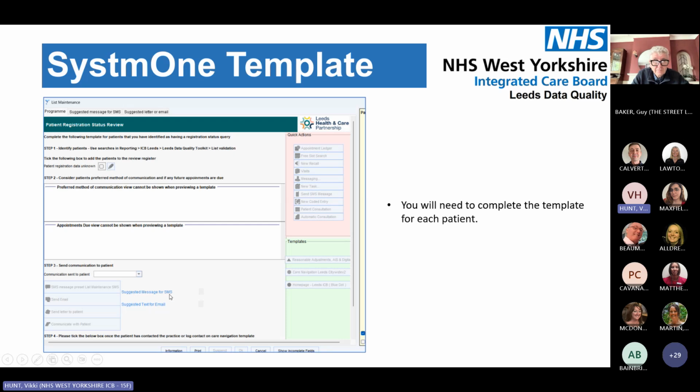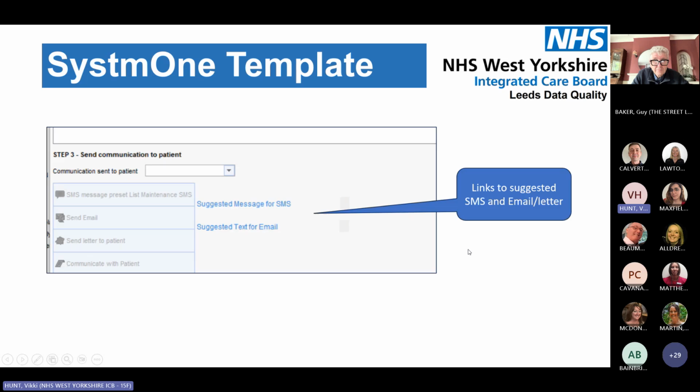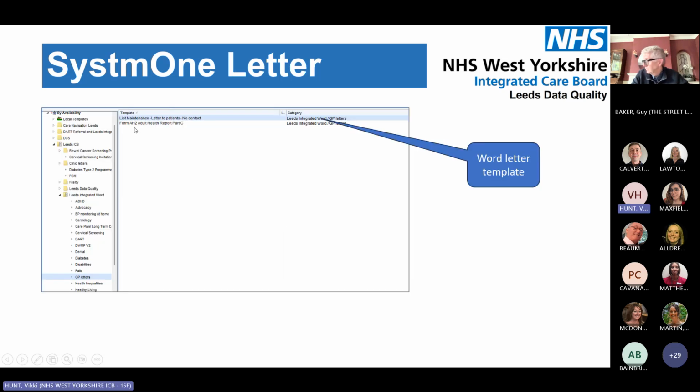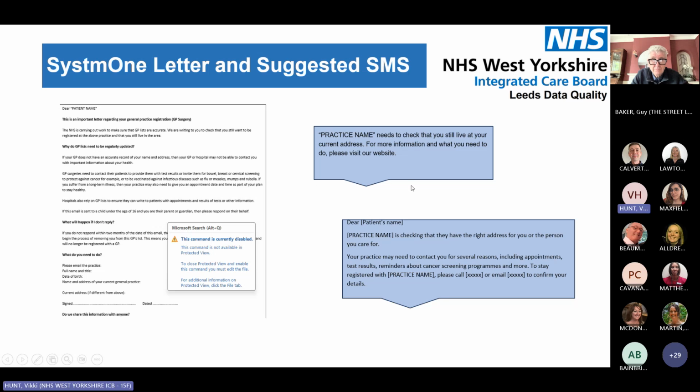You've got suggested messages for texts and emails. You don't have to use them, they're just suggested. The letters are on a Word merge document, or you can go into it via the template, or you can do it separately. It depends on how your practice works. Some practices still use printed off lists to do their work. And you can do either bulk letters or bulk texts to send out. And these are literally just suggestions. They're not set in stone. You might have your own way of doing things. So it's just to give you a little bit of assistance.